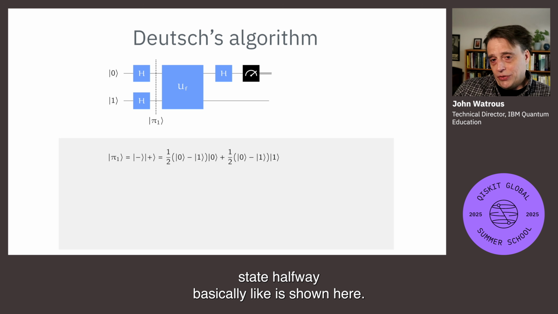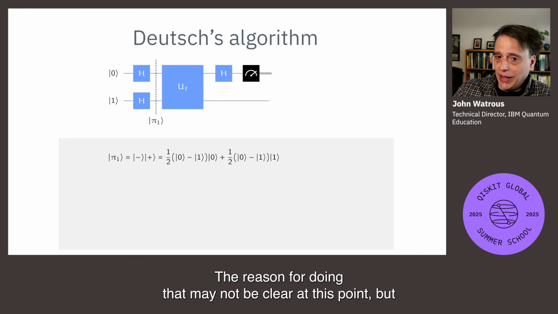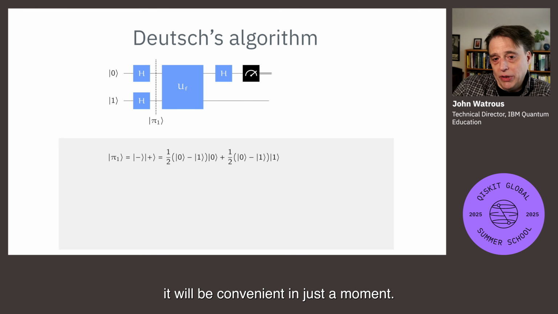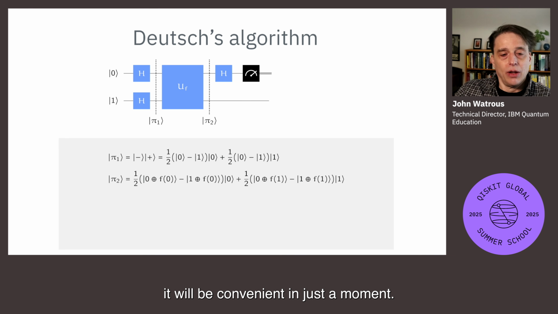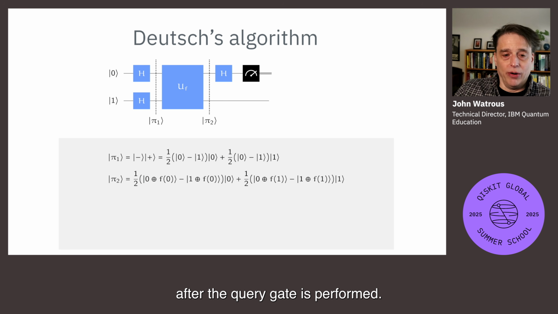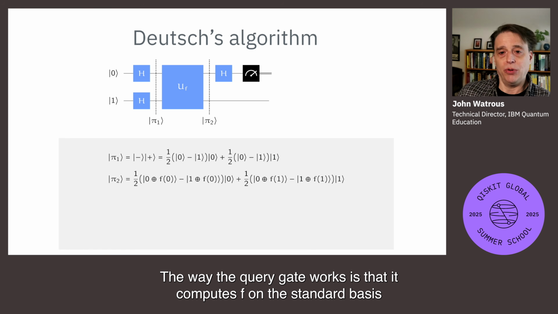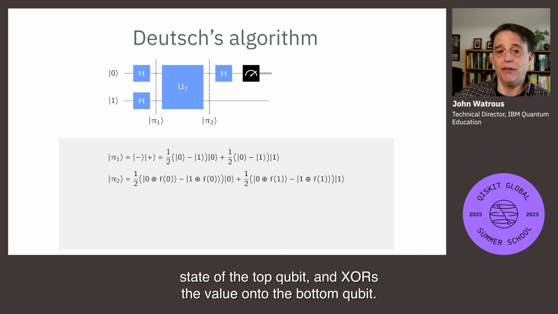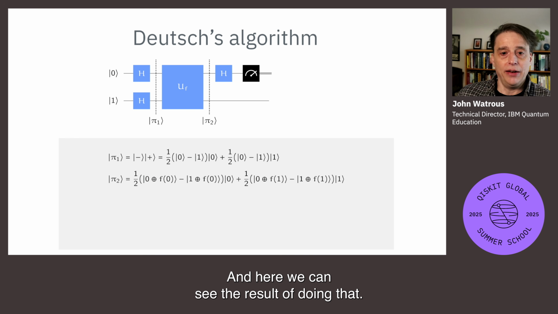We're going to expand this state halfway, basically, like is shown here. The reason for doing that may not be clear at this point, but it will be convenient in just a moment. Next, let's think about the state of the two qubits after the query gate is performed. The way the query gate works is that it computes f on the standard basis state of the top qubit and XORs the value onto the bottom qubit, and here we can see the result of doing that.